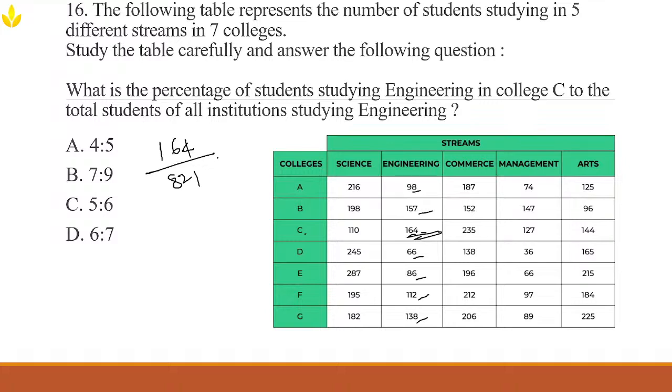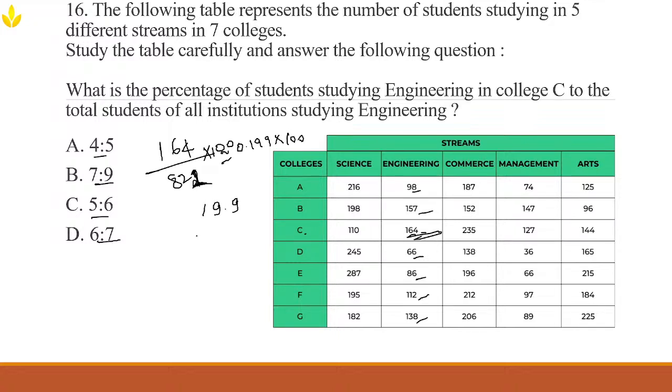164 is divided by 821. So that approximately gives you the value of 0.199. So into 100, if we do, that will give you the percentage of students which they are studying. That is nothing but 0.199 into 100. That approximately gives you the value of 19.9.